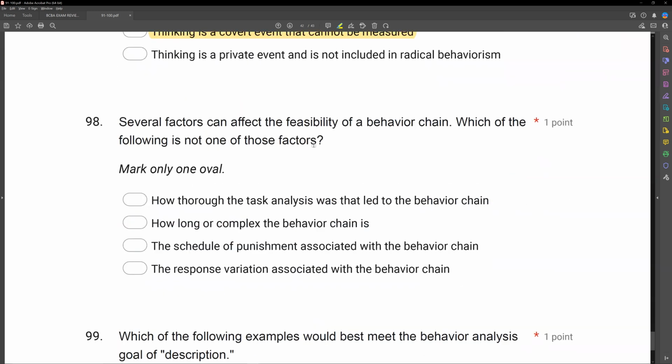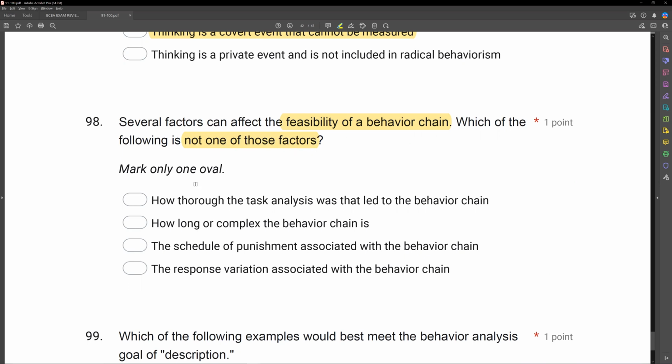98. Several factors can affect the feasibility of a behavior chain. Which of the following is not one of these factors? What is this question asking? It's basically asking what can impact the strength of a behavior chain or the effectiveness of a behavior chain. What has an effect on how effective a behavior chain is, right? We're looking at just the feasibility of a behavior chain. And we're looking at not one of these factors. So 3 of these will affect it, right?